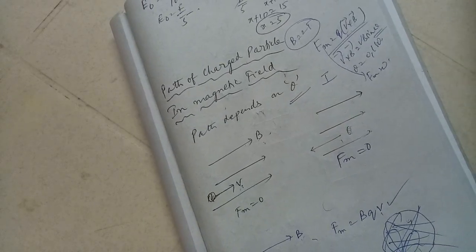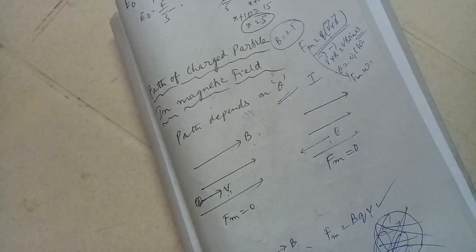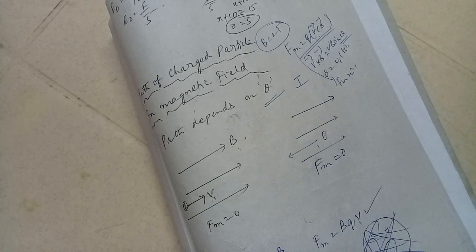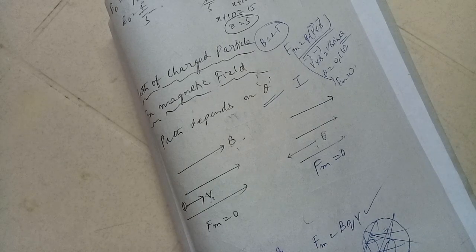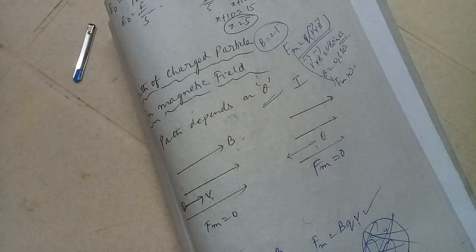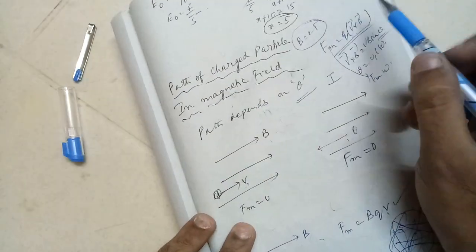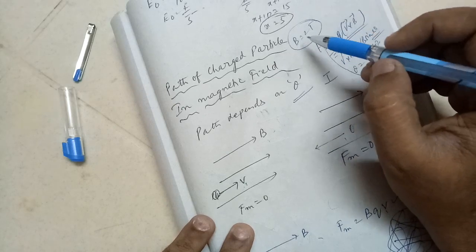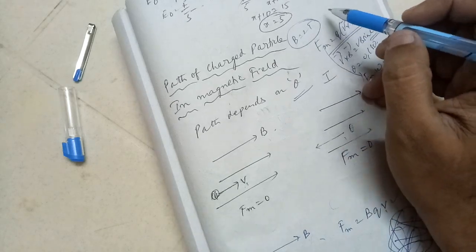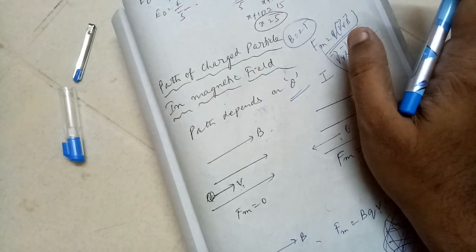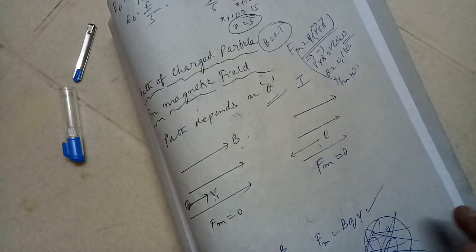In this session, we will discuss the path of a charged particle in a uniform magnetic field. So, what do I mean by uniform magnetic field? Let us say the B value is 2 T. At every point in that magnetic field, the value is 2 T. It doesn't change.